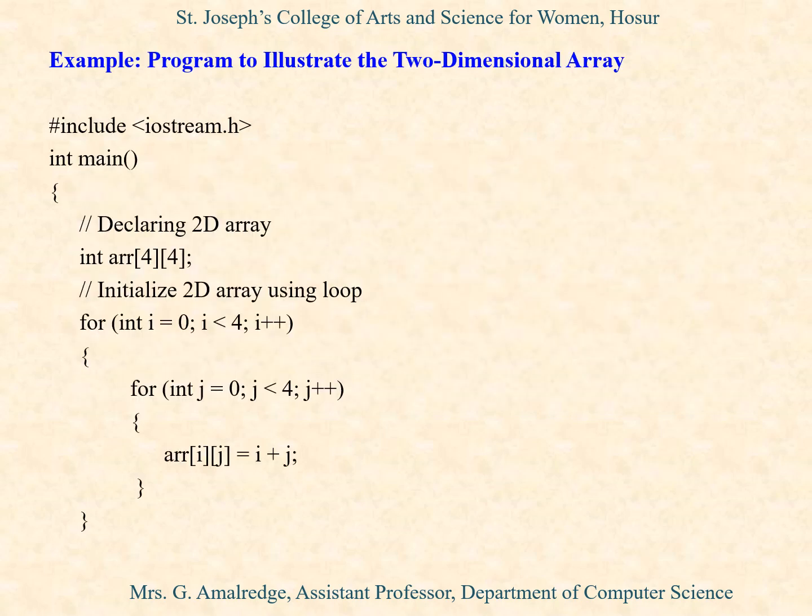Here is an example program for a two-dimensional array. In this program, we are declaring a two-dimensional array called ARR with a size of 4 by 4. Here, 4 rows and 4 columns. And we are going to initialize the values of the array with the help of a for loop. So each time the loop executes, an array value will be stored.